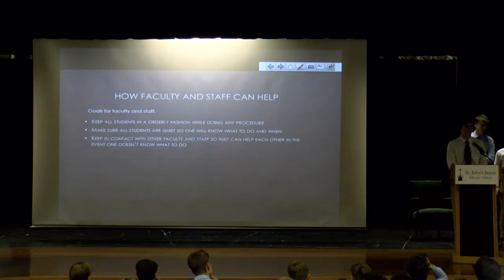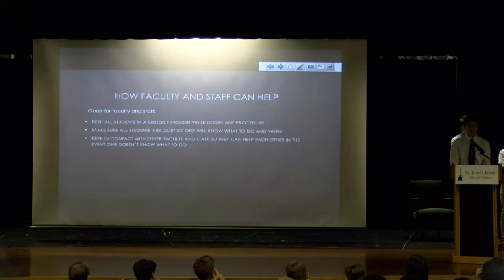Now, with the faculty and staff, they can do multiple things to help. So if a teacher doesn't have a class going on at that moment, they can guide the students to the designated area, and they can listen to other teachers or the school administrator for any further instructions focusing on what's going on at that time.